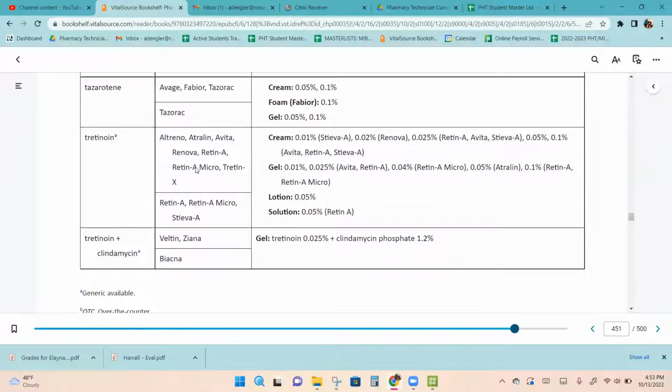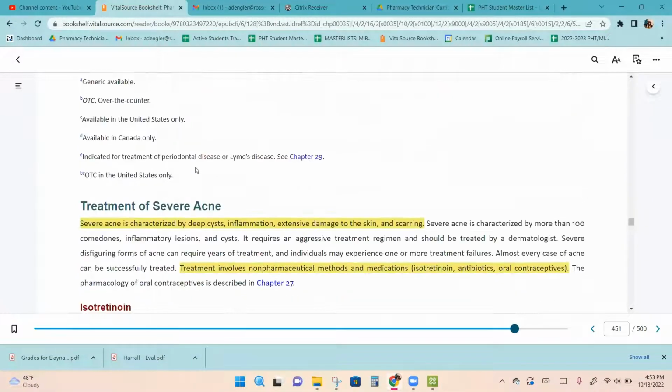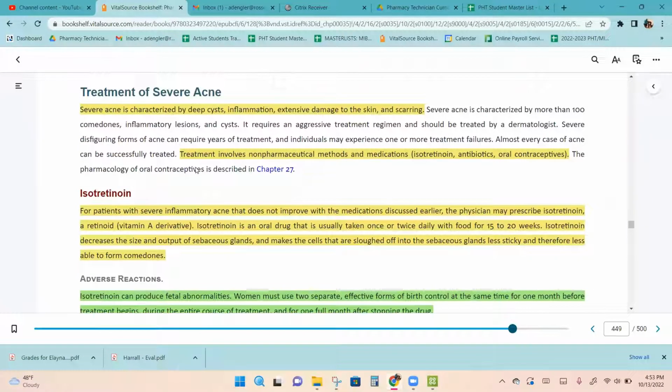And then we have tretinoin and tretinoin plus clindamycin. So there's a few different combination products as well. Severe acne is characterized by deep cysts, inflammation, extensive damage to the skin, and scarring. Treatment involves non-pharmaceutical methods and medications, such as isotretinoin, antibiotics, and oral contraceptives.